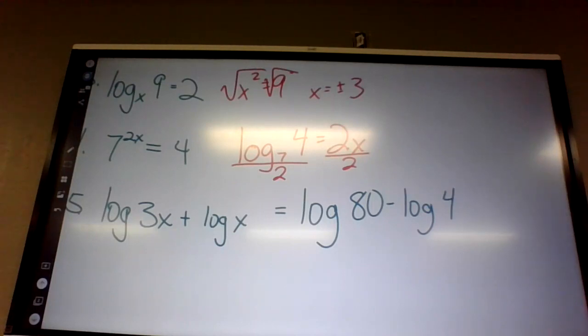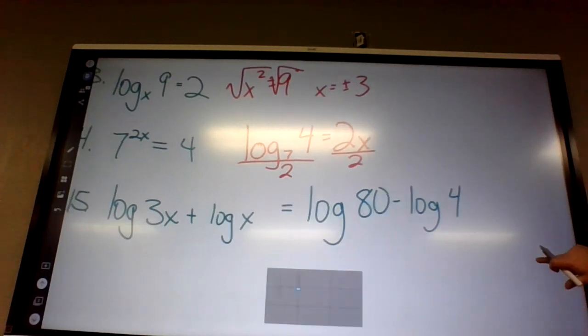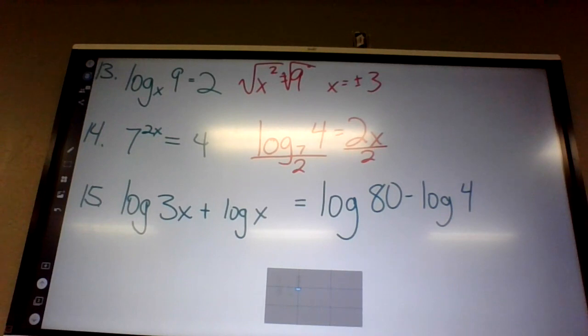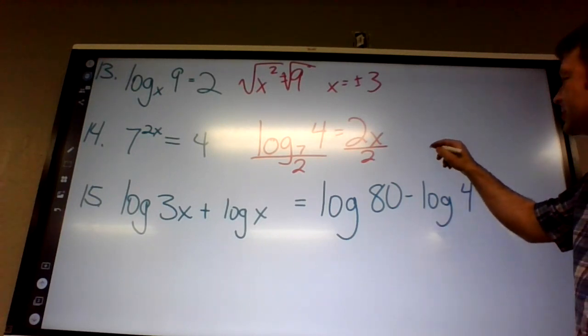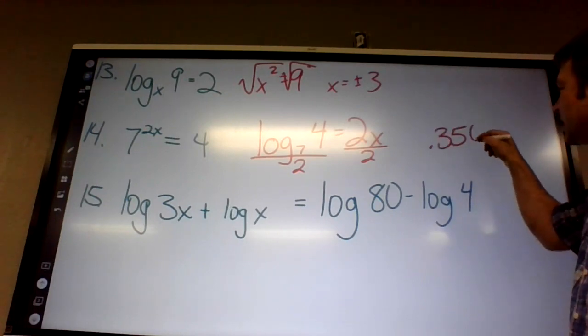Rounding to the thousandths place, which means what? And then you cut out the 2. Okay. What did somebody plug that in? What'd you get? 0.356. Yeah, that's what I got.